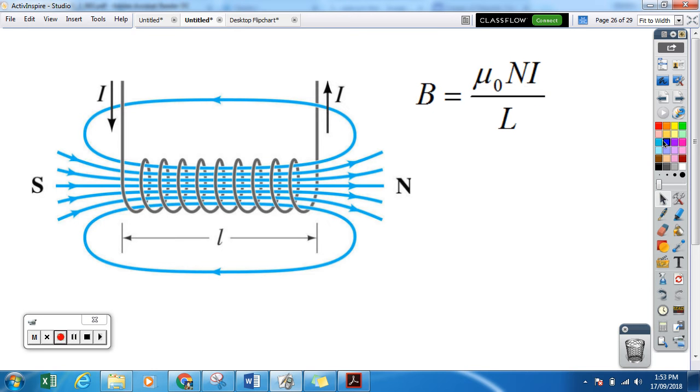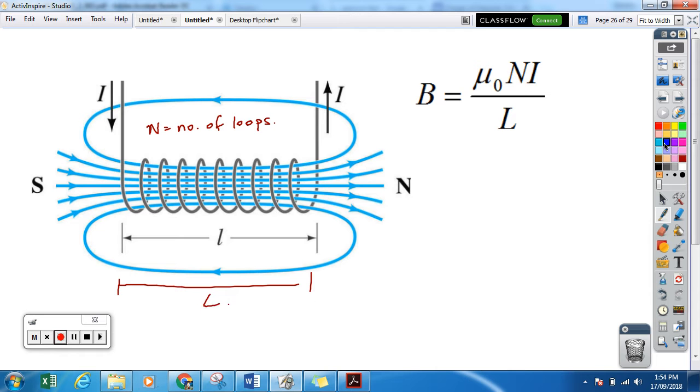Once again, B is the magnetic field strength. Mu is the same constant, the magnetic constant from before. And N, however, is the number of loops. So it's not the North Pole here. Please don't think that. N is the number of loops, sometimes used as a lowercase n. I, once again, is the current, and L is the length, sometimes used as a lowercase l, as you can see here. So the length of the solenoid is from the first loop to the last loop there.